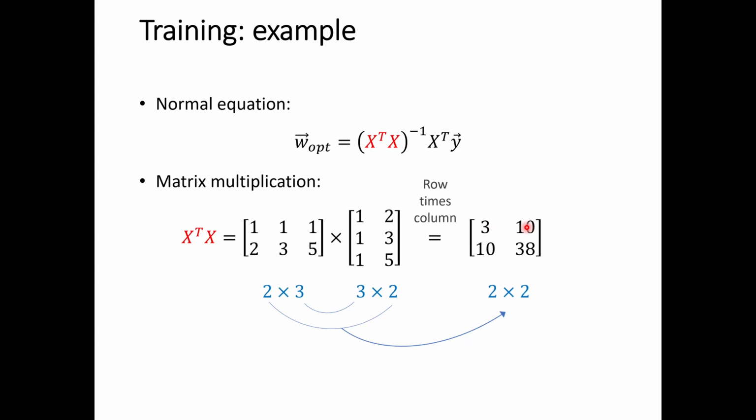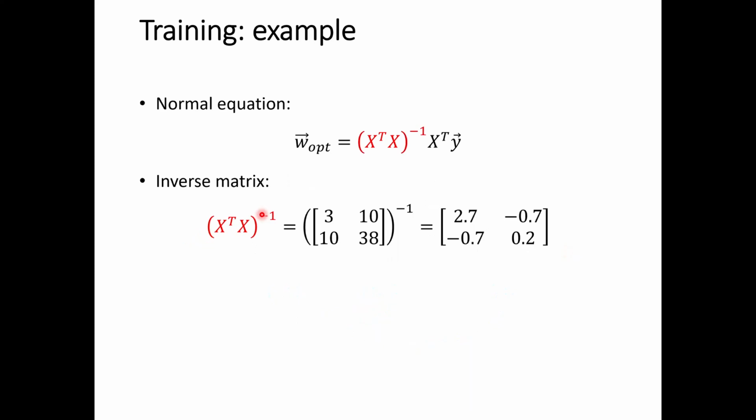To get the element in the first row and in the second column, we take the first row of the first matrix and the second column in the second matrix. 1 times 2 plus 1 times 3 plus 1 times 5 equals 10. And so on. So we get a matrix of size 2 by 2.